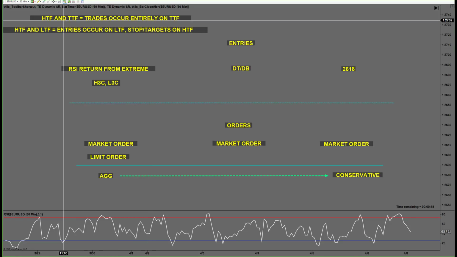So for me, I do an HTF and a TTF. That requires me to be a little more active with my hourly stuff, right? I've got to put stops off the 60-minute chart, targets have to go off there, so I have to pay attention for target ones and move stops to break even, all that stuff.